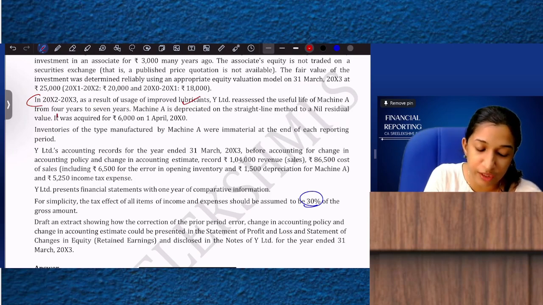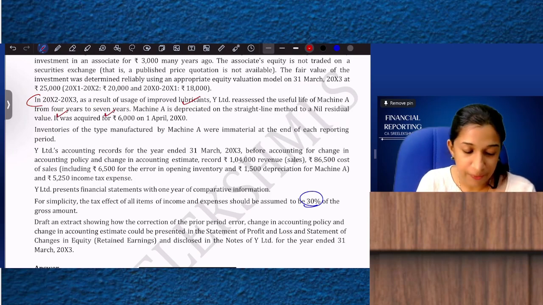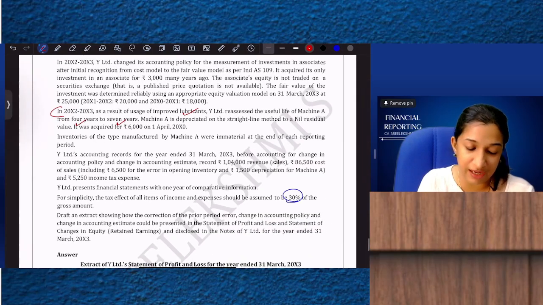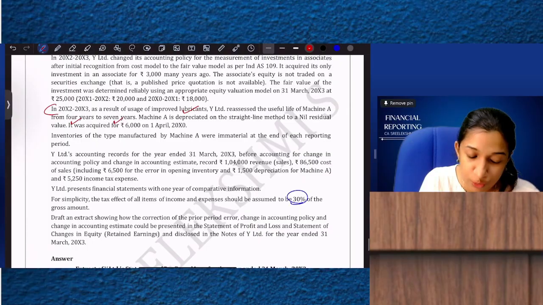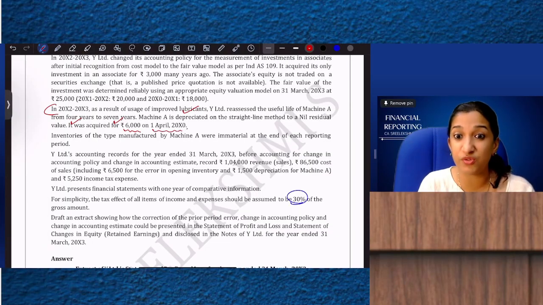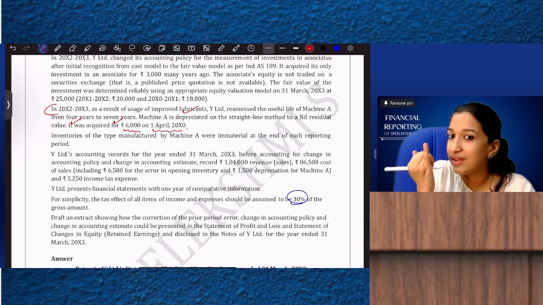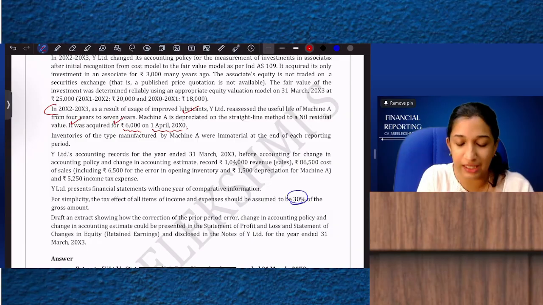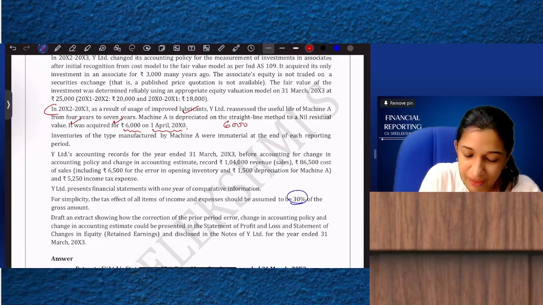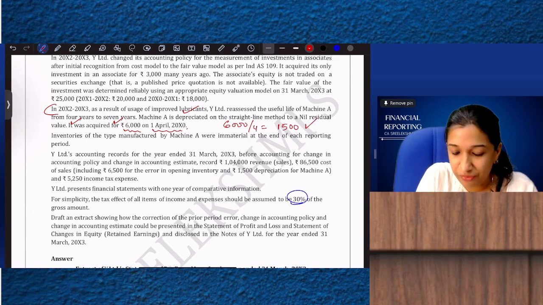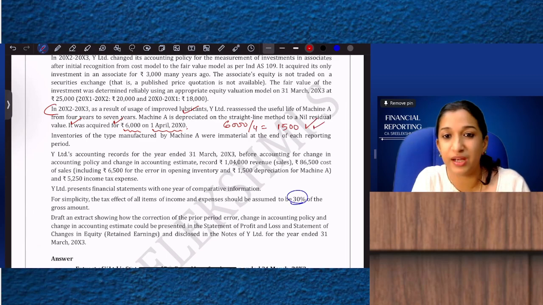In 2012-13, as a result of usage of improved lubricants, Y Limited reassessed the useful life of a machine from 4 years to 7 years. Okay, the machine is depreciated on the straight line method to a nil residual value. It was acquired for 6,000 on 1st April 2010. 6,000 on 1st April 2010 means 10-11, 1 year depreciated. 6,000 divided by 4 years originally, so depreciation was 1,500. Year 1 depreciated, 10-11, 11-12 depreciated, so 3,000 already depreciated.